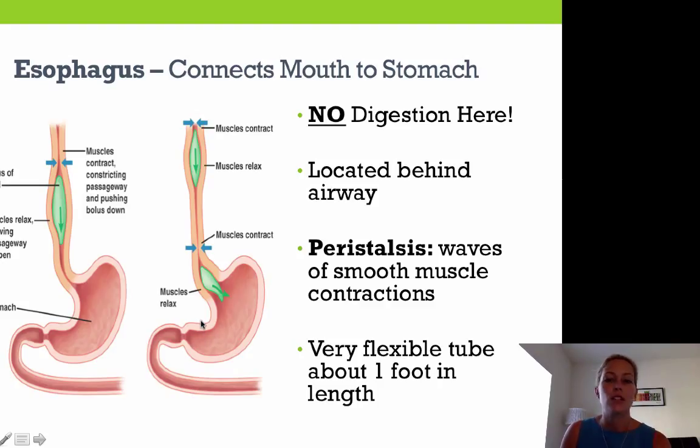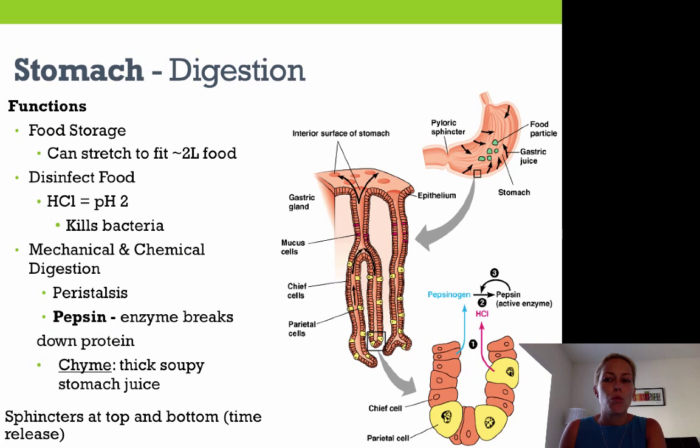Your esophagus is located behind your windpipe, so if you actually touch your throat, you're touching your windpipe. Your esophagus is actually behind that. And peristalsis, those muscle contractions, end up moving that bolus of food from your mouth down towards your stomach. Your esophagus is roughly about 1 foot in length. So once that bolus of food goes through the cardiac sphincter at the top of the stomach, it enters into the larger portion of the stomach.